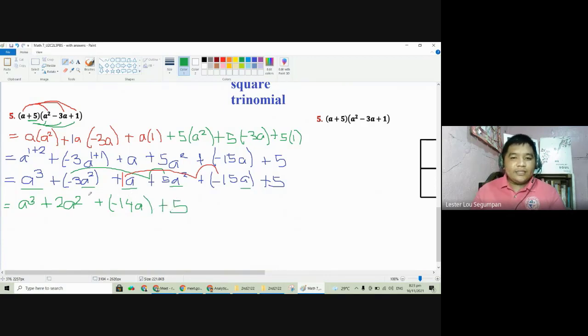To finish, let's just simply remove the grouping symbol and retain the negative. You have here a cubed plus 2a squared minus 14a plus 5. No other terms can be combined since they have different literal coefficients. So this is the result for number 5.